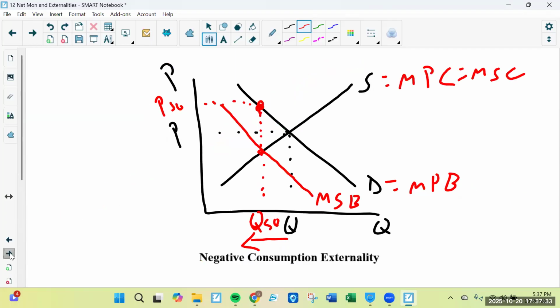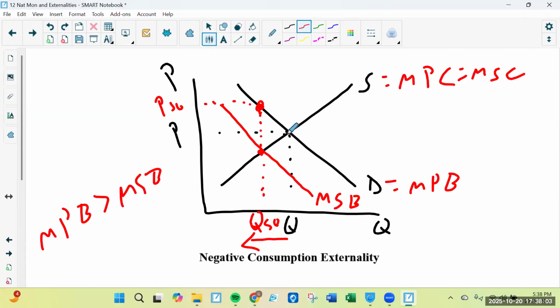Okay, on this one right here, now we know it's a negative consumption externality because the marginal private benefit is greater than the marginal social benefit. The individual is gaining more. Marginal private benefit is greater than marginal social benefit. The individual is gaining more than society from this. Okay, and so we've got this externality going on here.